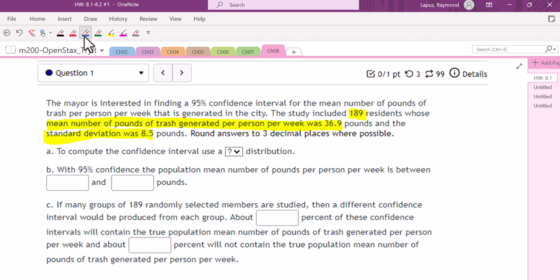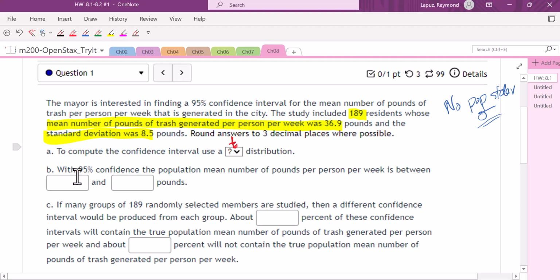There is no mention of a population standard deviation, no sigma, and that would lead us to not want to use the Z distribution, even though we got 189, which seems to be a large number. But even then, we tend to go towards the T distribution for problems like this, where the population standard deviation is not given. All right, so now that we're using the T distribution, we're going to create this confidence interval.